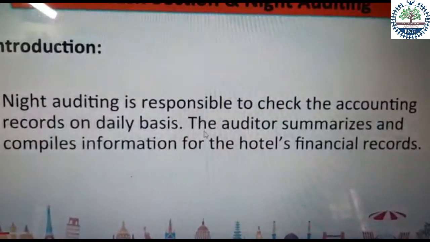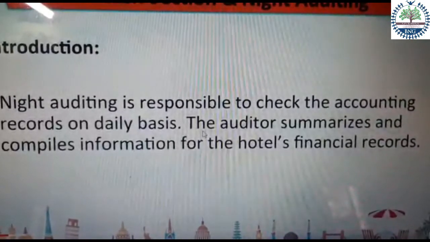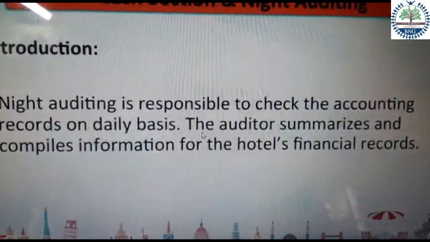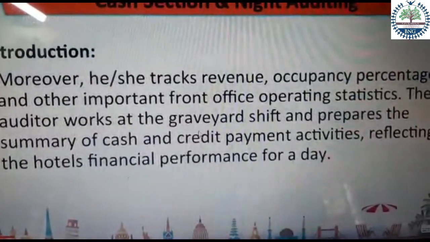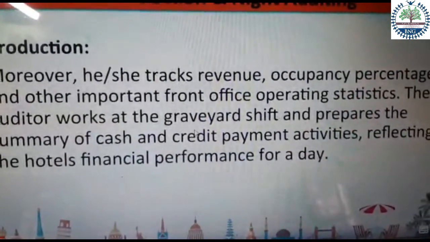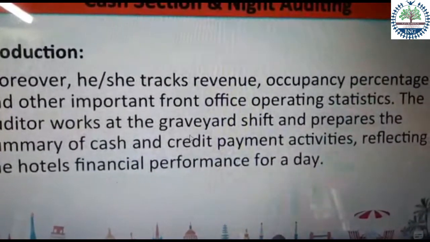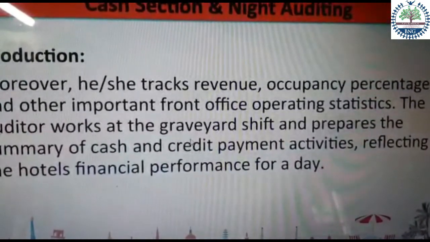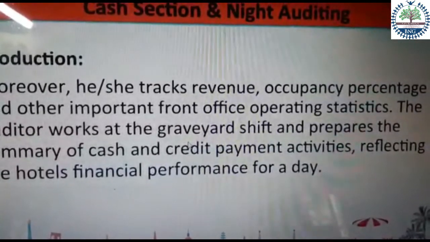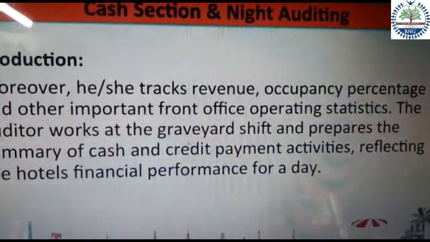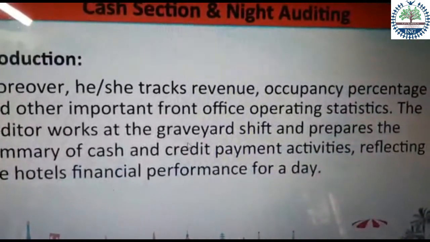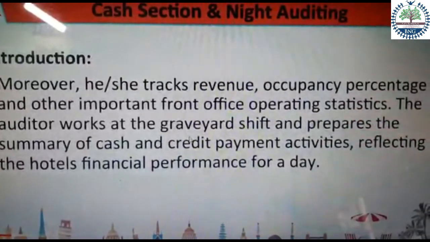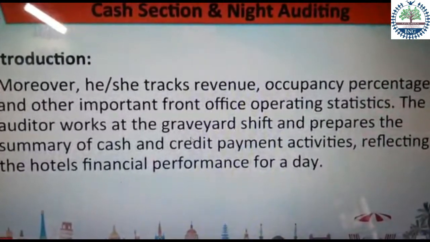Night auditing is also responsible for checking the accounting records on a daily basis. The auditor summarizes and compiles information for the hotel's financial records. He or she tracks the revenue, occupancy percentage and other important front office operating statistics. The auditor works the graveyard shift and prepares the summary of cash and credit payment activities reflecting the hotel's financial performance for each day. So students, with this we finish section 1, unit 9.